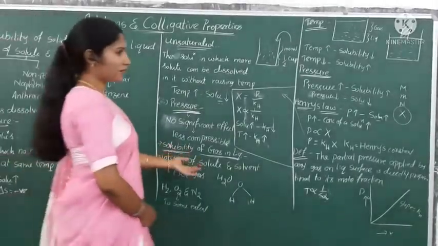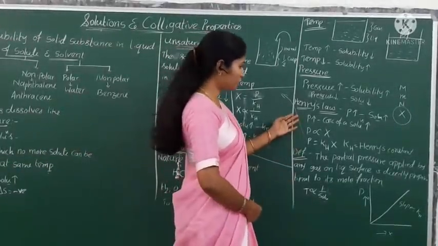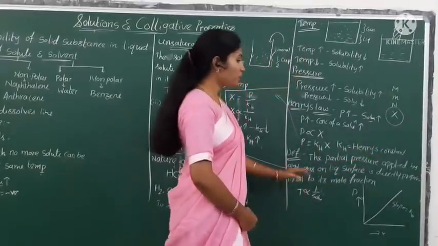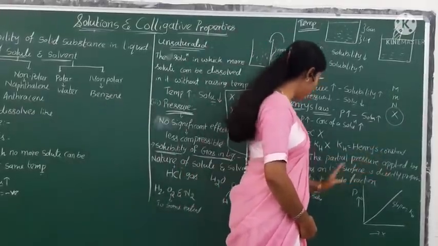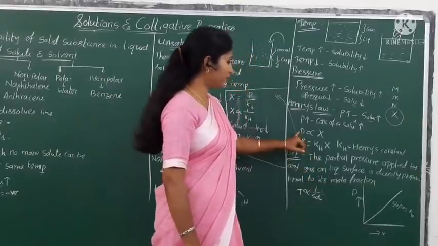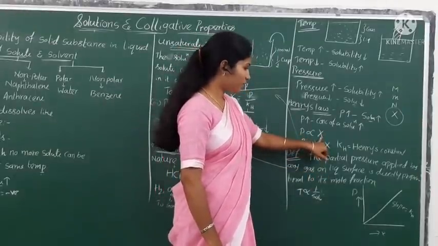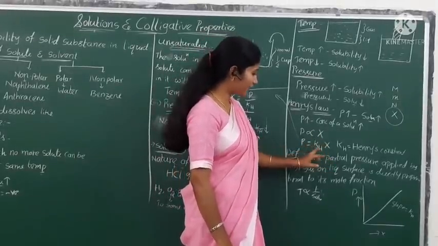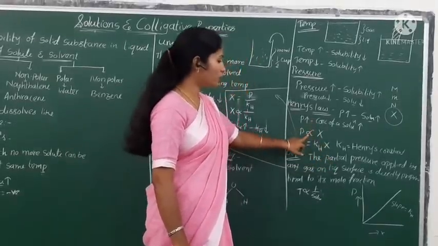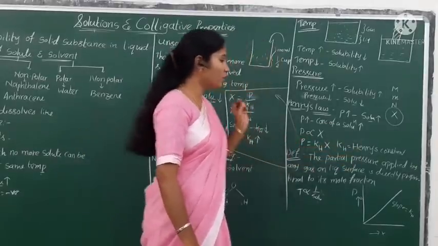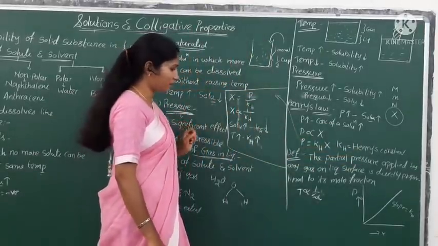Once again I will explain Henry's law. What is the definition of Henry's law? The partial pressure applied by any gas on a liquid surface is directly proportional to its mole fraction. So that can be written as P is directly proportional to X, P is equal to KH into X. Why do we write KH? It is a constant. While removing the proportion, we should keep one constant. That constant is called Henry's constant. H is the Henry's constant.